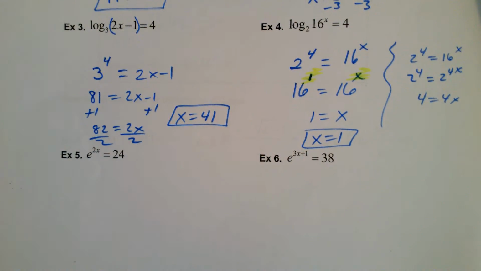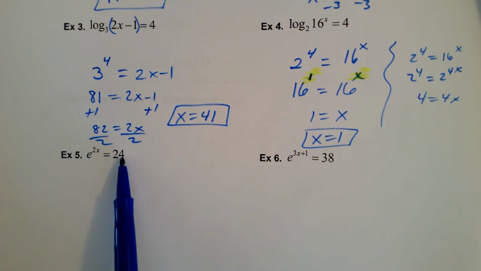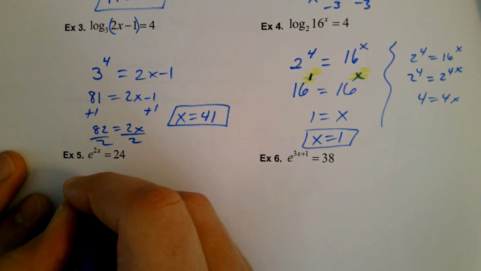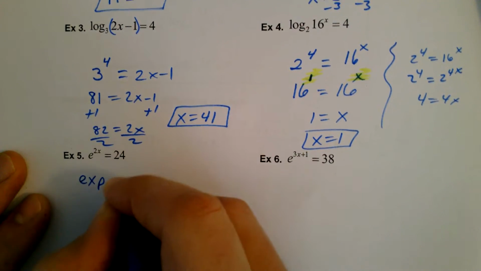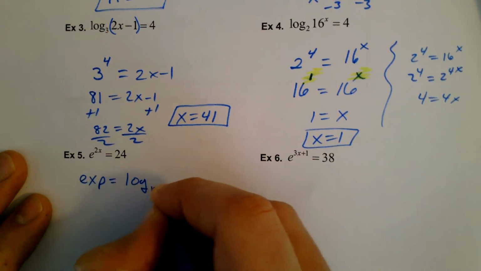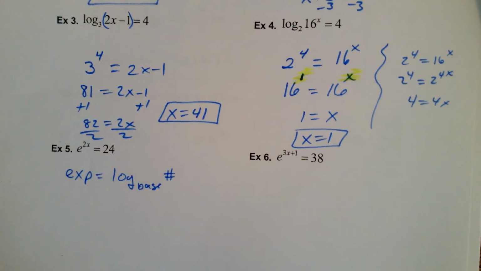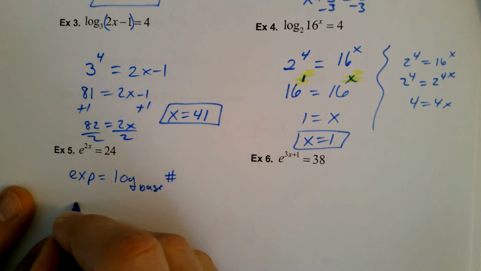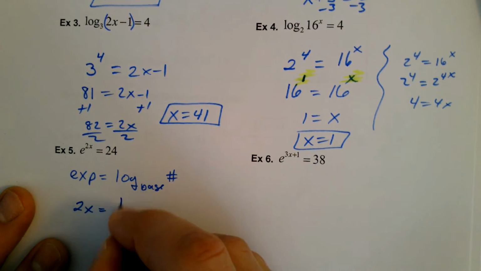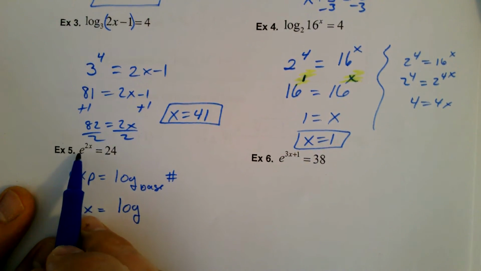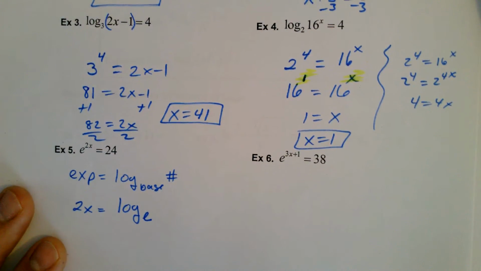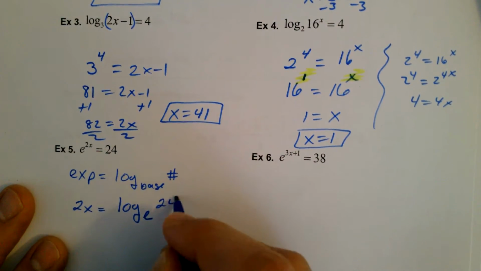All right, so again, we've got a base of e. I can't make e or 24 have the same base. That's impossible. So this is where I go: I've got my exponent equals log with the same base, and then the number. If it's exponential, now we're converting it to logarithmic. So my exponent, my little guy right there, is 2x. I've got log with the same base. The base of this exponential is e, 2.718. And then that number all by itself is 24.